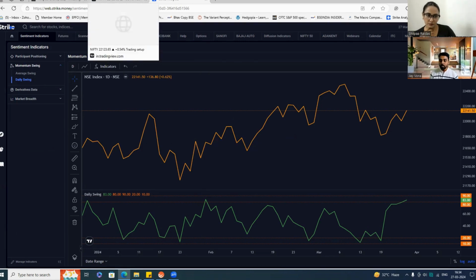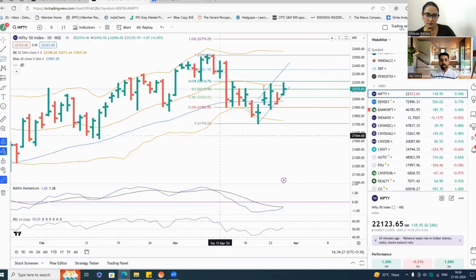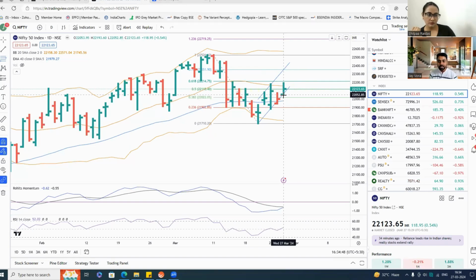So what do we do now? We have seen a pullback. The pullback was anticipated to probably go till 61.8% of the decline. It has nearly touched that level. That level was somewhere around 22,215, and today's high was 22,193. So there are just 10, 12, 15 odd points left on the upside. Now, who knows, maybe tomorrow we end up slightly higher and then we correct. And that's where we end up testing the 61.8% retracement.